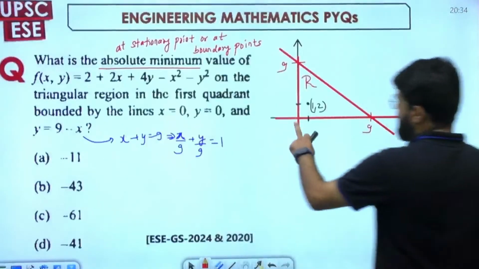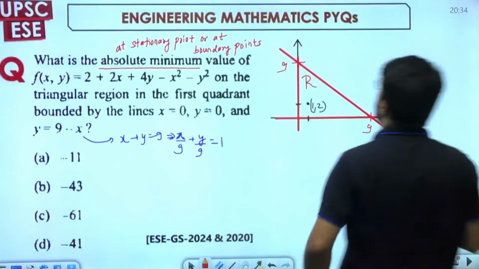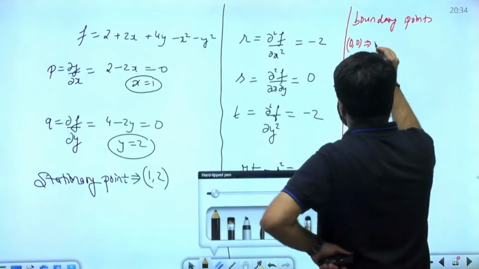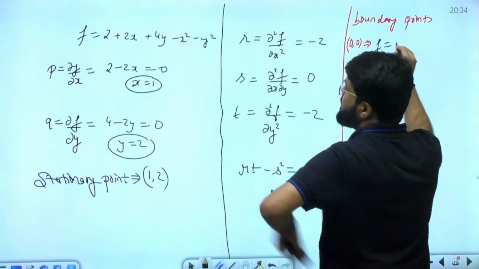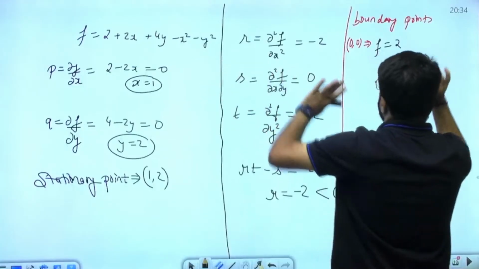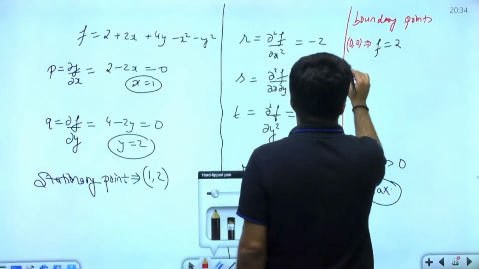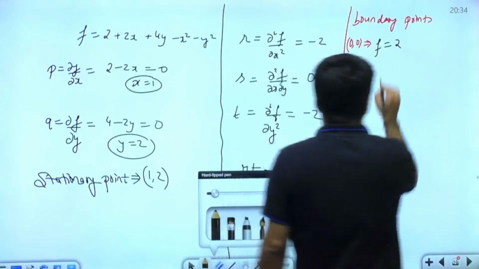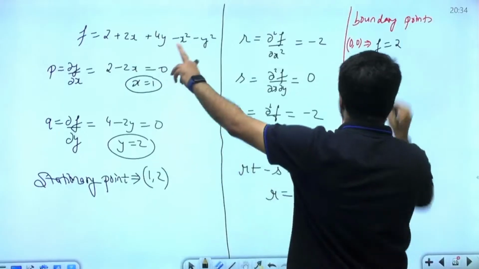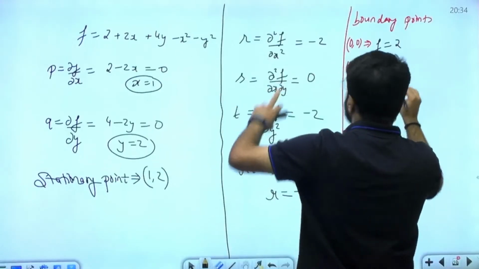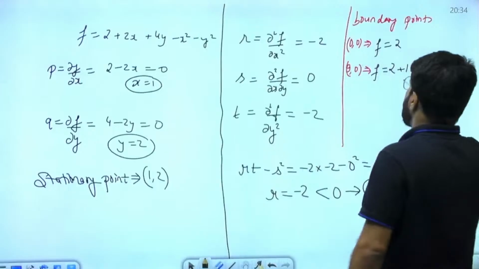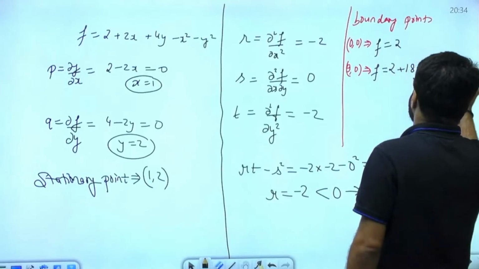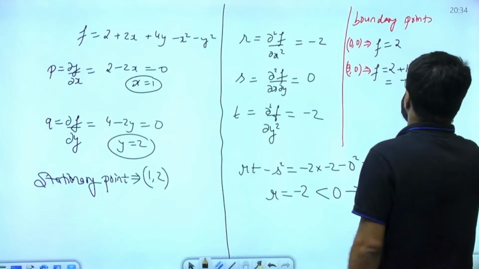There are three boundary points: (0, 0), (9, 0), and (0, 9). At (0, 0), the f value will be 2, and the rest are all 0. Then at (9, 0), what is the f value? Put x equal to 9, y equal to 0. So 2 plus 2 into 9, 18, plus 4 times 0, minus 9 square, that is minus 81, and minus y again 0. So this is minus 61.